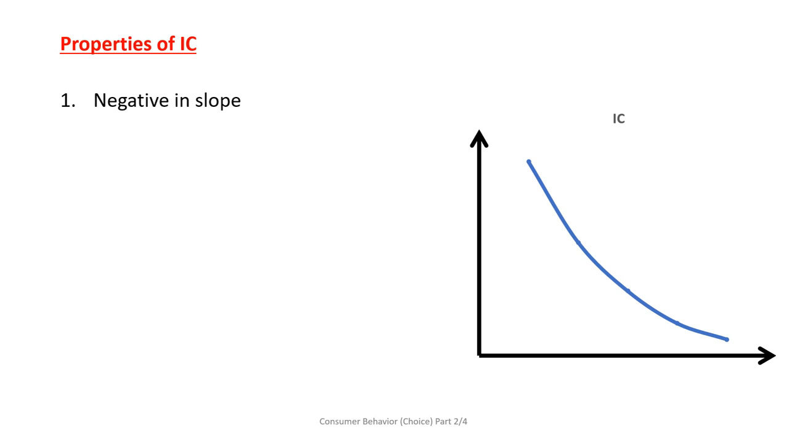Second is diminishing marginal rate of substitution. That is, as we move from left to right on an indifference curve, the marginal rate of substitution, or the magnitude of slope of an indifference curve, decreases. We have already discussed and understood it from the table. Now let's observe it on diagram.